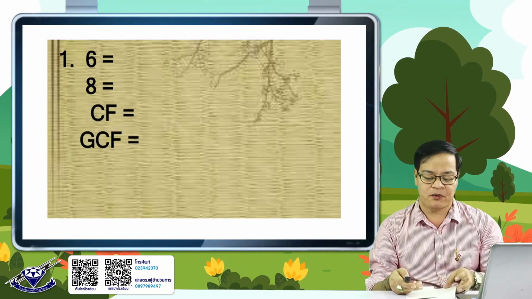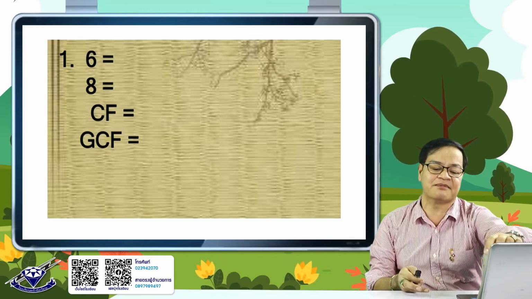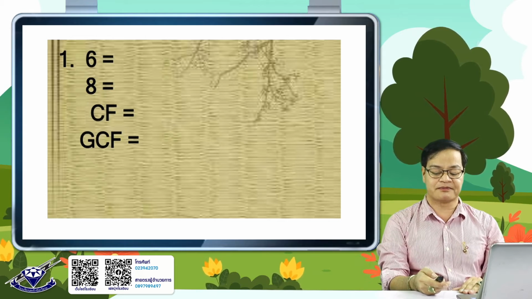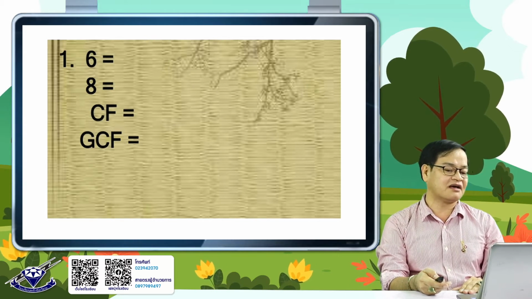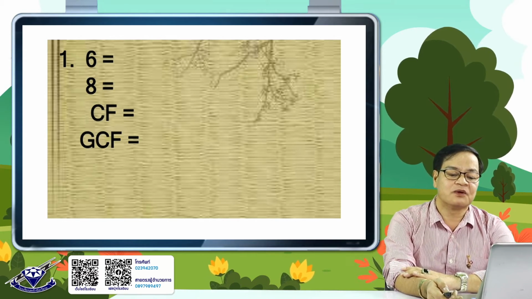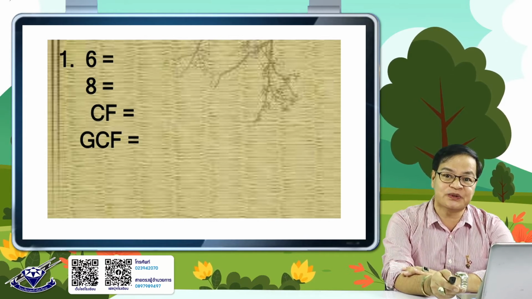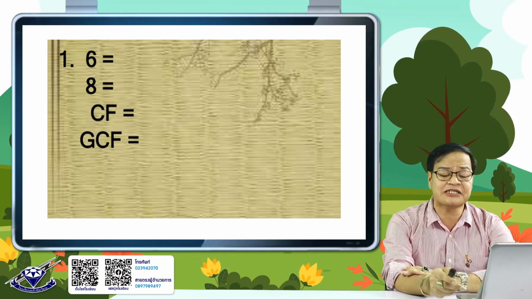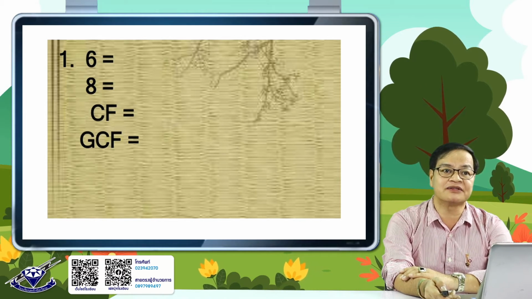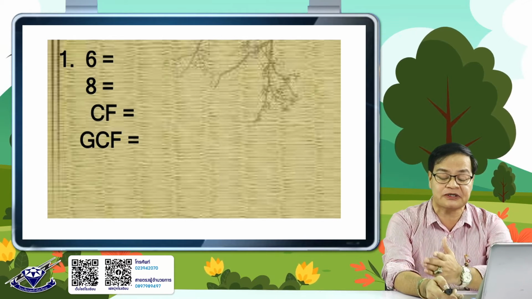Let's do this. We have 6. What is the factor of 6? Anybody? We have 1 and 6. Very good. Another, we have 8. What are the factors of 8? We have 1 and 8, and 2 and 4. Now, what is the common factor? We have 1 and 2. What about the greatest common factor? We have 2.